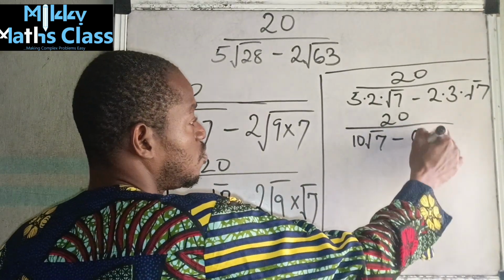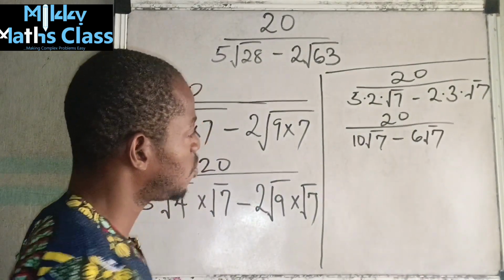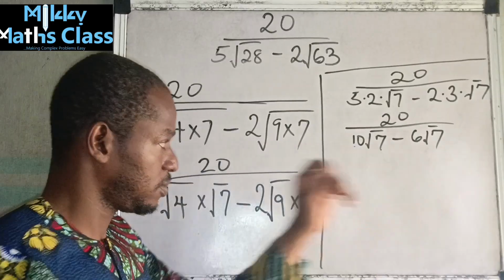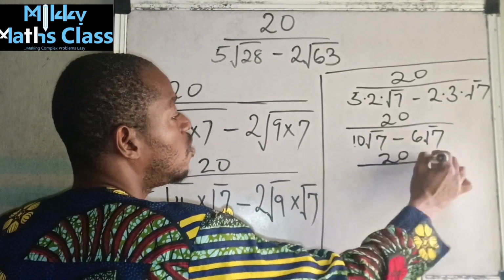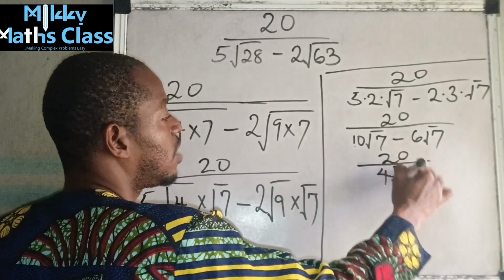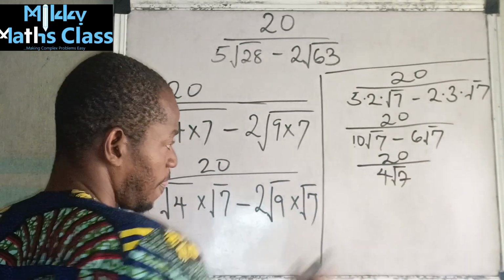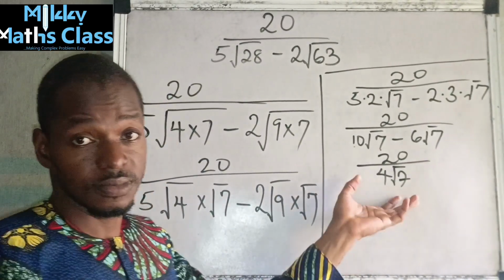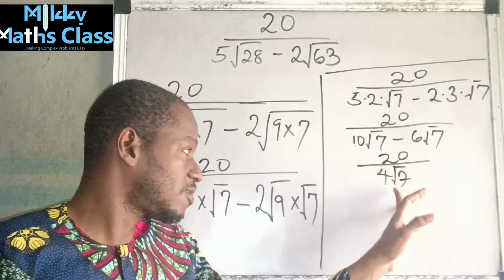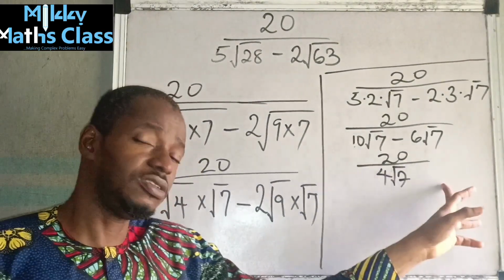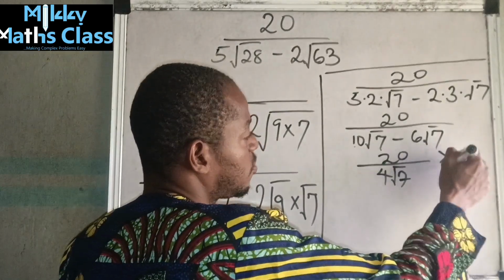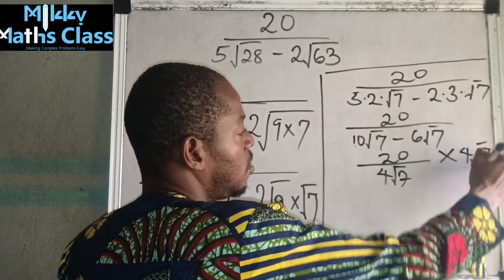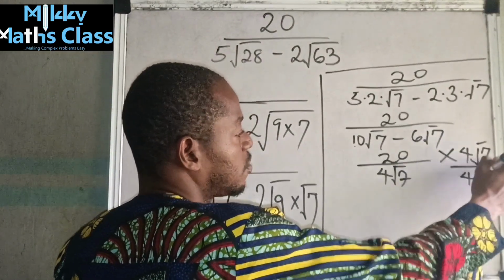That's 6 root 7. So we have 10 minus 6. That will give us 4. So we have 20 all over 4 root 7. But we cannot leave our answer like this. We have to take the conjugate. That means we multiply the numerator and denominator by the surd we have here. So let's do that, this times 4 root 7 over 4 root 7.